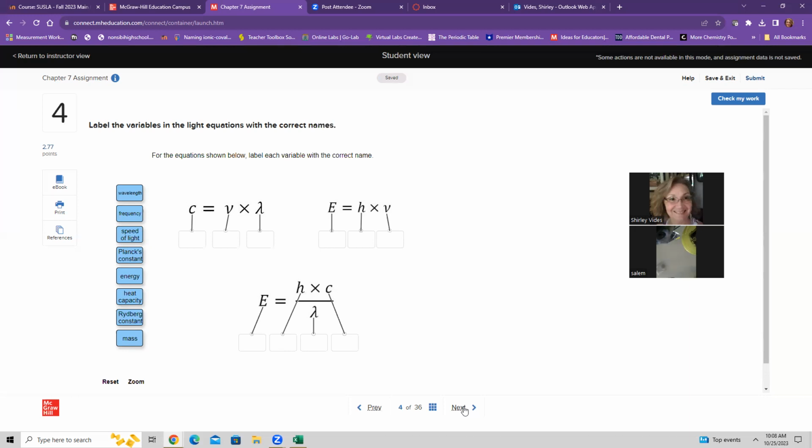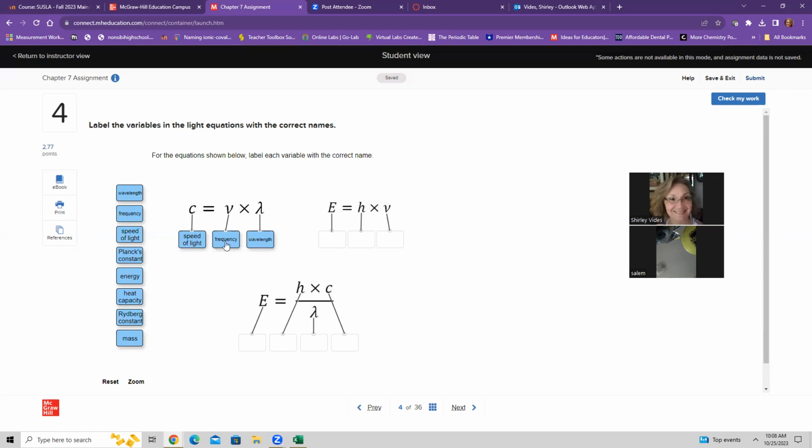Now you said that C is Planck's constant? Constant, yes. Remember? Oh no, H. Sorry, H is Planck's constant, and C is the speed of light. Okay, so this will help you also know what you're doing. Frequency and wavelength.